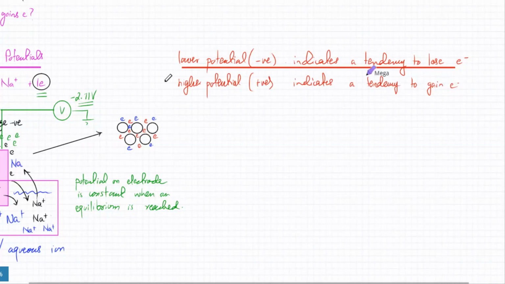So remember, this is what we were trying to figure out. We wanted some quantitative value that would tell us whether the substance wants to lose electrons or gain electrons. And remember, it's always going to be a relative comparison. When you talk about potentials, potentials are always relative. Actually, anything that you measure is relative to something.